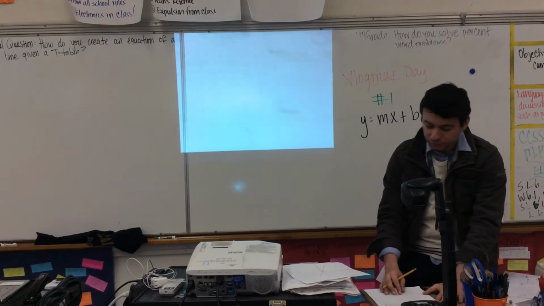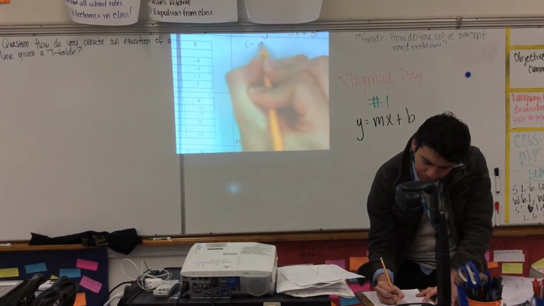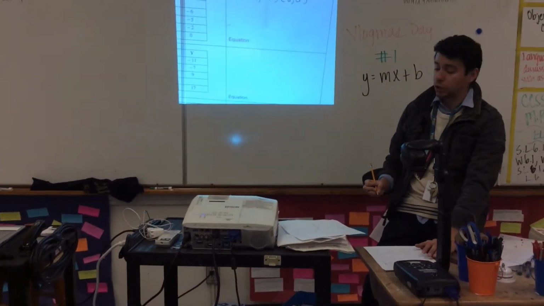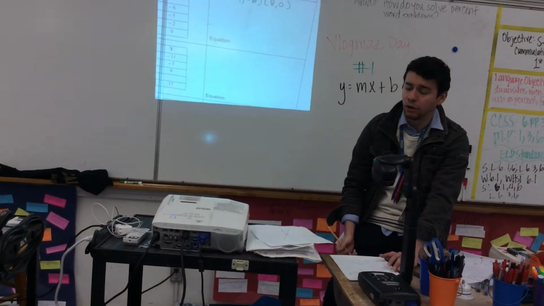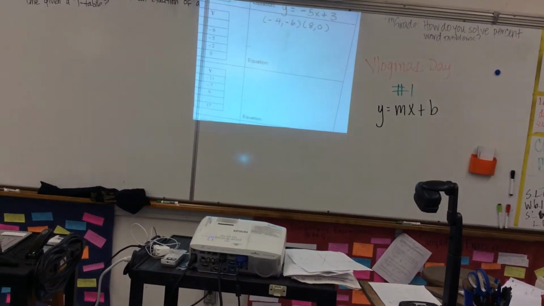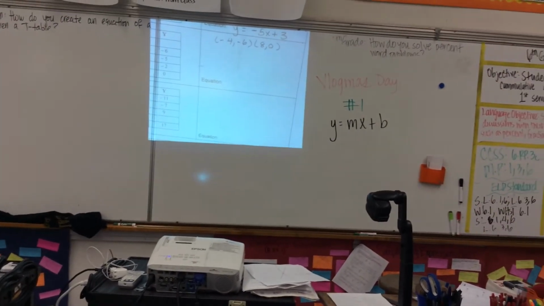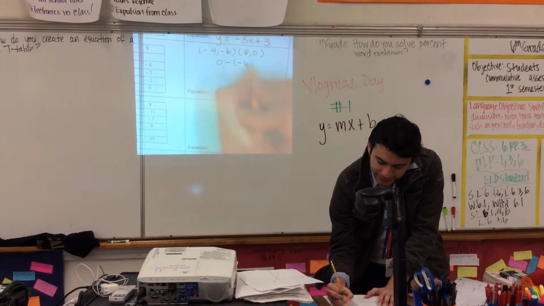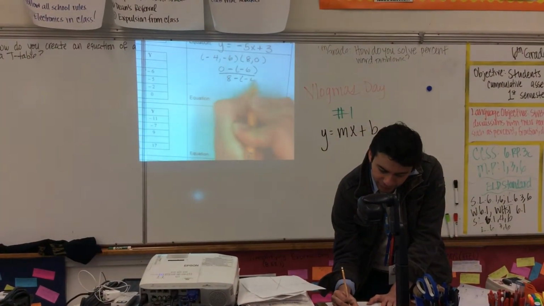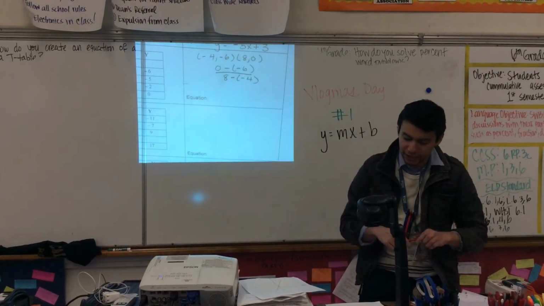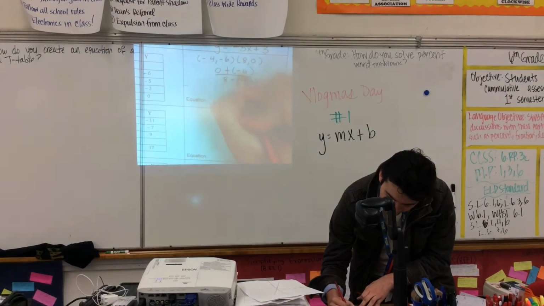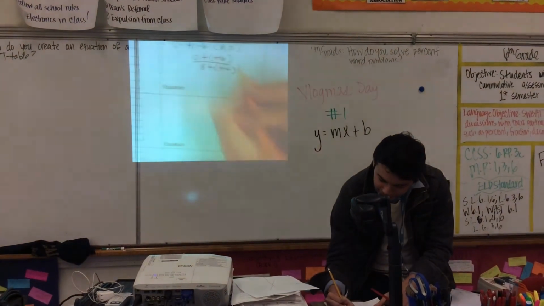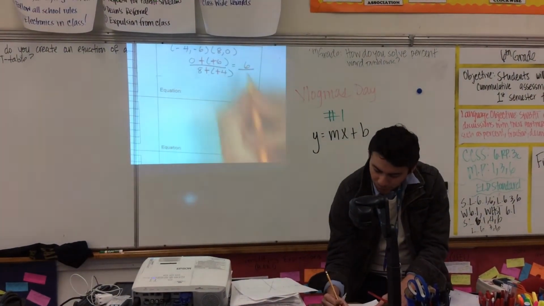So here we go. I'm going to pick -4, -6, and I'm going to pick 8, 0. Here we go. Let's start solving for slope. And I'm not going to go over it. You should already know how to figure out slope. So 0 minus -6 over 8 minus -4. Same, change. Same, change. 0 plus 6 is 6. 8 plus 4 is 12.